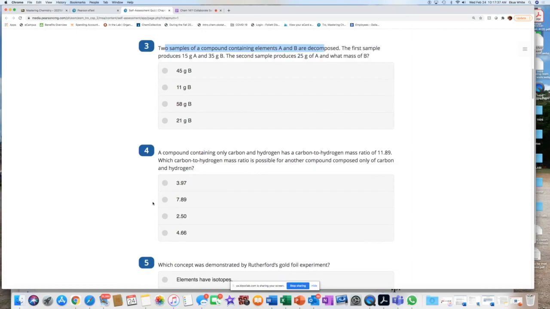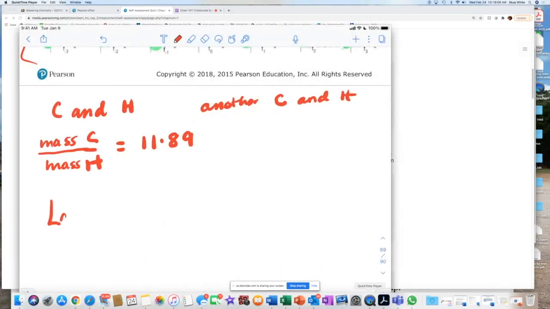And they're asking you which carbon to hydrogen mass ratio is possible for another compound. So if you have a different compound, that's important there. So another carbon and hydrogen compound that is composed of carbon and hydrogen. Which one is possible? Okay, this is a long way around describing the law of multiple proportions. Let me pull this up, I'll come back to this real quick. In the law of multiple proportions, I'm just paraphrasing the law.